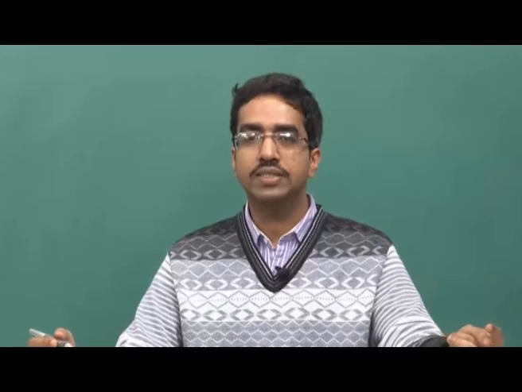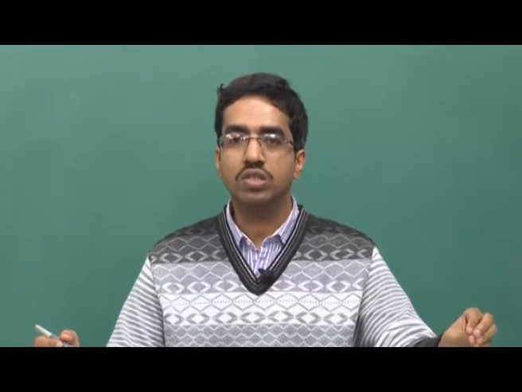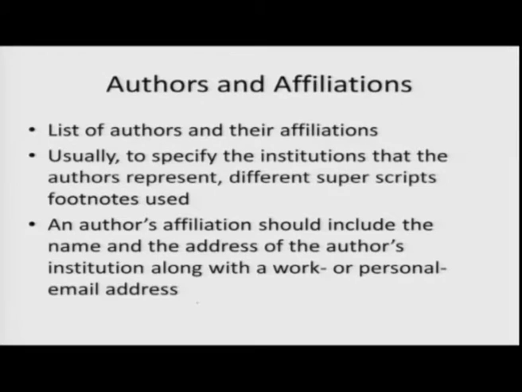Second part is information about authors and affiliations. So, what does this include? In a dissertation, you are the sole author and you include details of your supervisor, your doctoral advisor, but a research paper may have many authors. So, you need to include the names and the institutes, universities, organizations they belong to in this section.